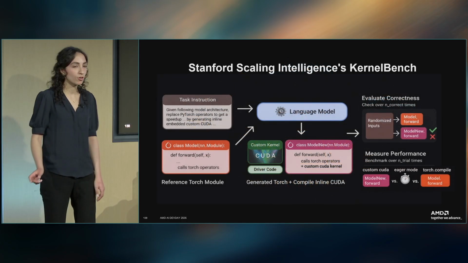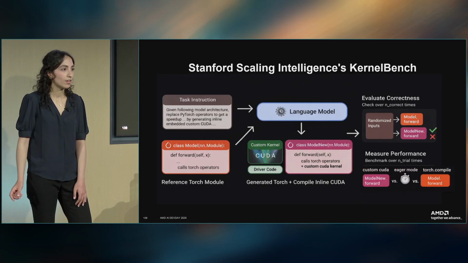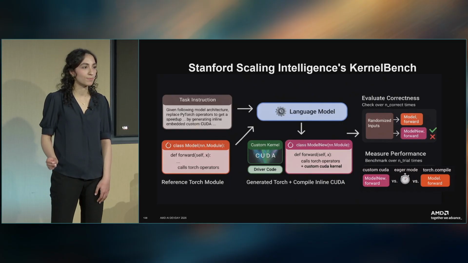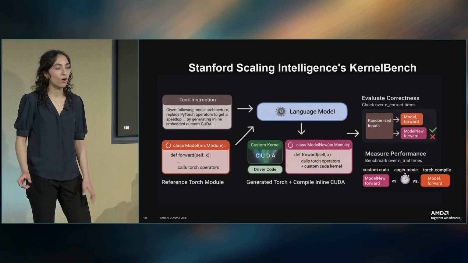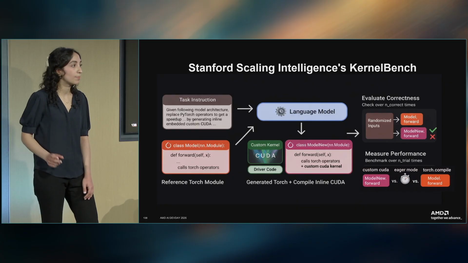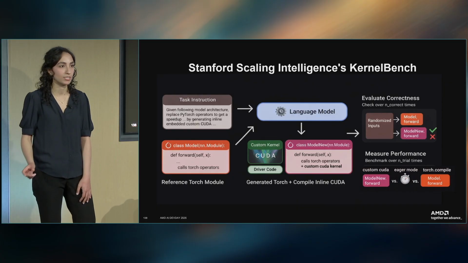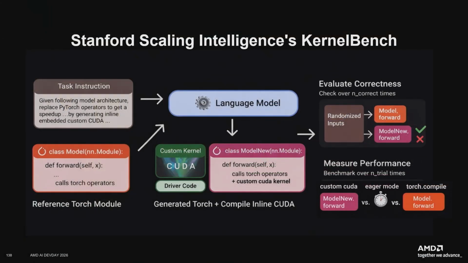One of the most important benchmarks for studying that question is Stanford's Scaling Intelligence's KernelBench. KernelBench starts off with 250 reference PyTorch implementations of machine learning workloads, ranging from single operators like GEMMs all the way to full model architectures. Your language model of choice is then tasked to replace the PyTorch operator with a custom inline GPU kernel. The kernel is then evaluated in 2 ways. First, correctness. Was the custom kernel able to produce the same outputs as its PyTorch implementation? And the second is performance. How many times faster was the custom kernel in comparison to its PyTorch baseline?